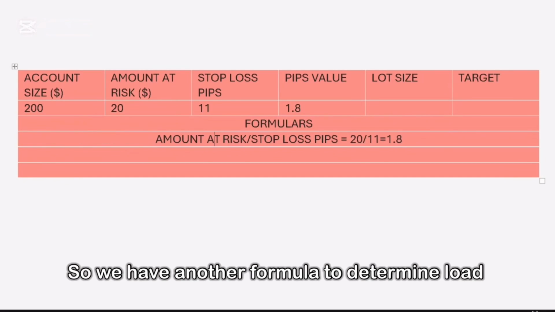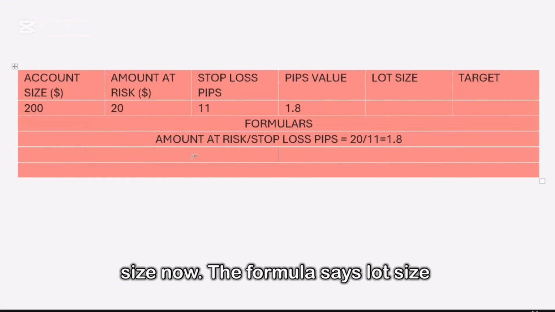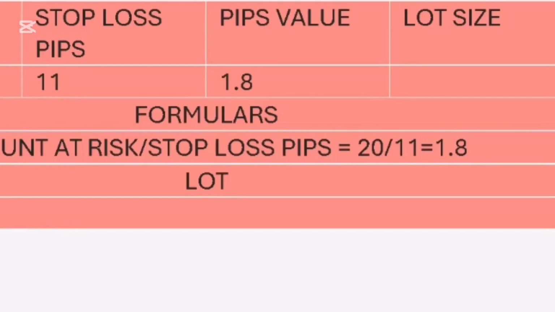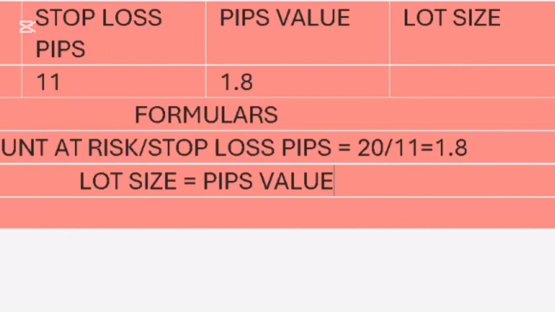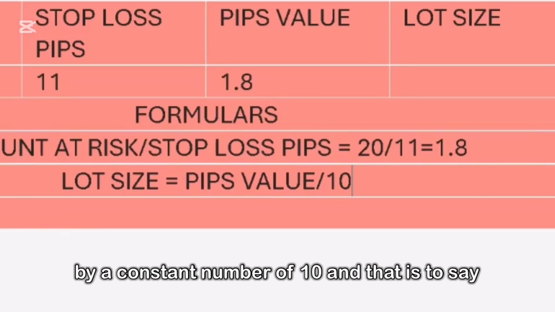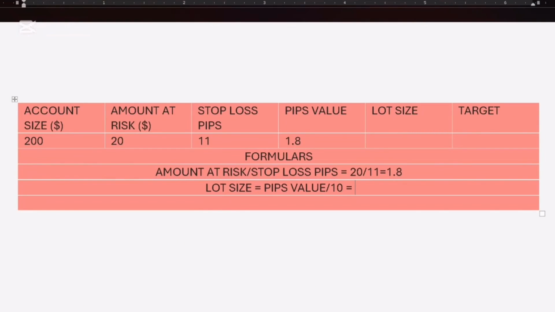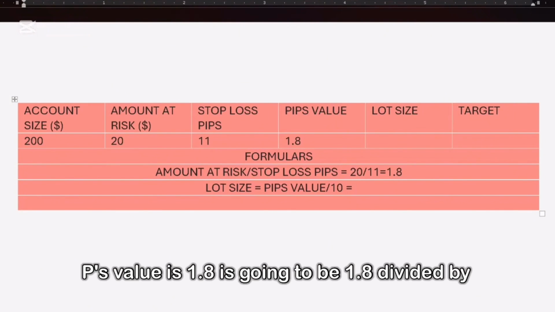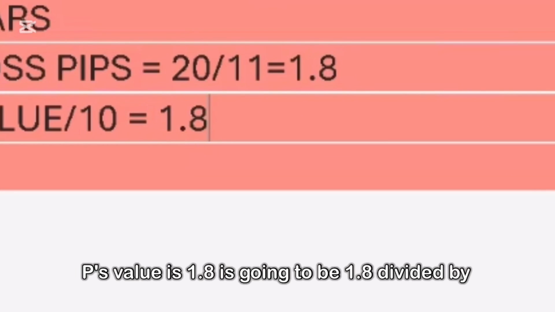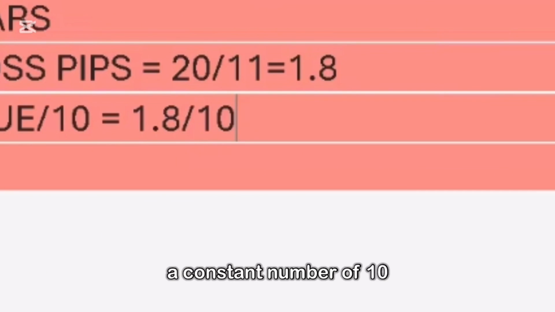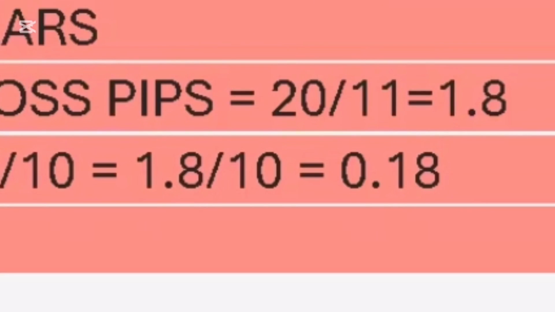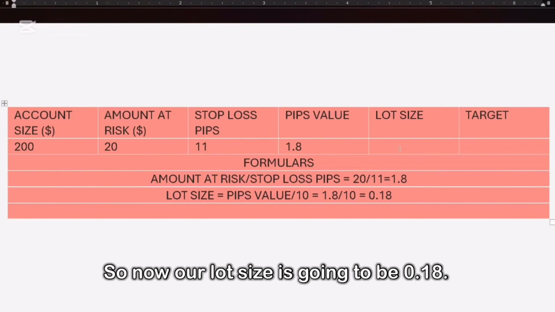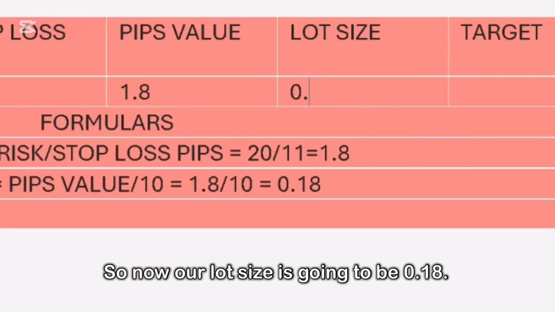So we have another formula to determine lot size now. The formula says lot size is equal to pip value divided by a constant number of 10. That is to say, to determine our lot size now, pip value is 1.8. It's going to be 1.8 divided by a constant number of 10. 1.8 divided by 10 is 0.18. So now our lot size is going to be 0.18.